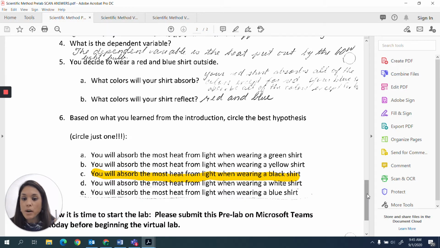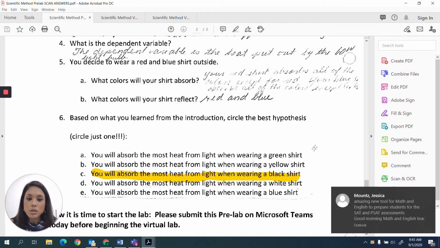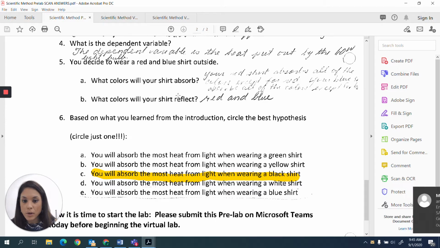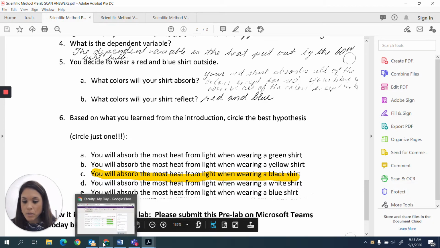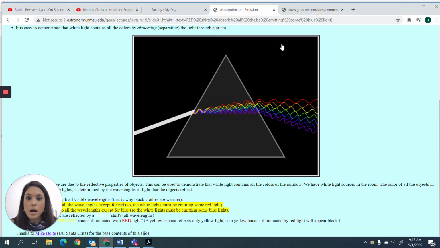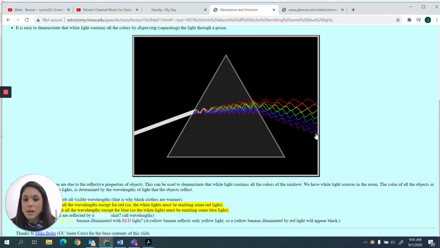You decide to wear a red and blue shirt outside. So the question is, what colors will your shirt absorb? And I don't feel like the reading answered this question very clearly. So I just want to pull up a website that I have on absorption and emission. So you can see that when white light is shined through this pyramid, it reflects all the colors.